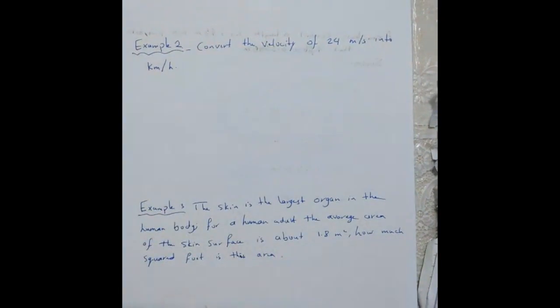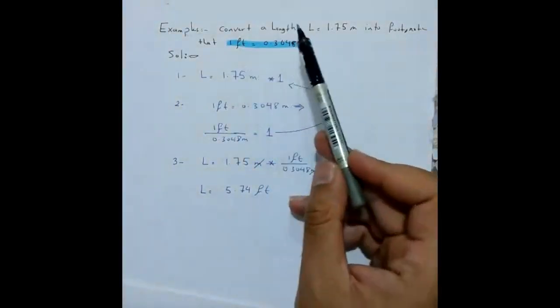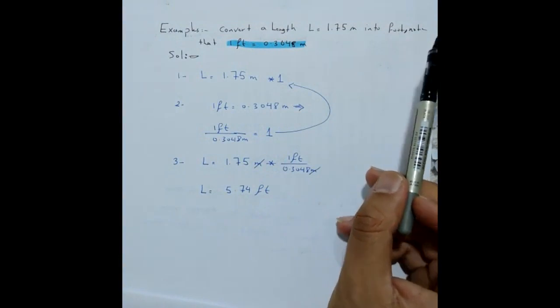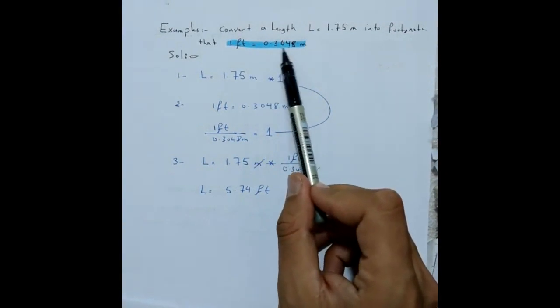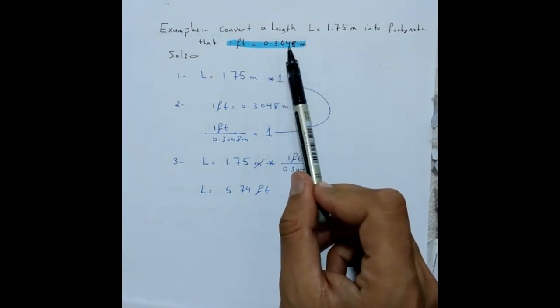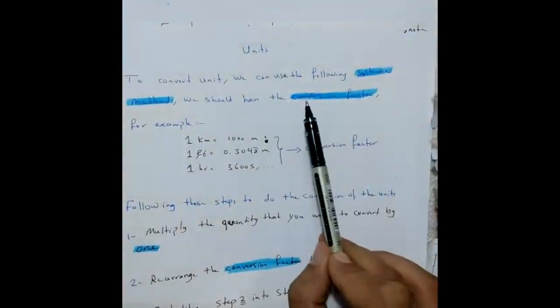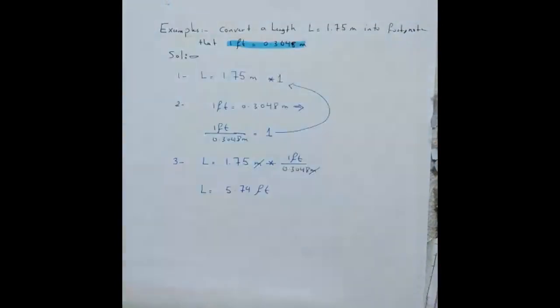We have an example here. We will see how to apply these 3 points on it. Start from converting length L equal 1.75 meter into foot. Note that 1 foot equals 0.3048 meter. This one, we put it in blue, is the same as the conversion factor.